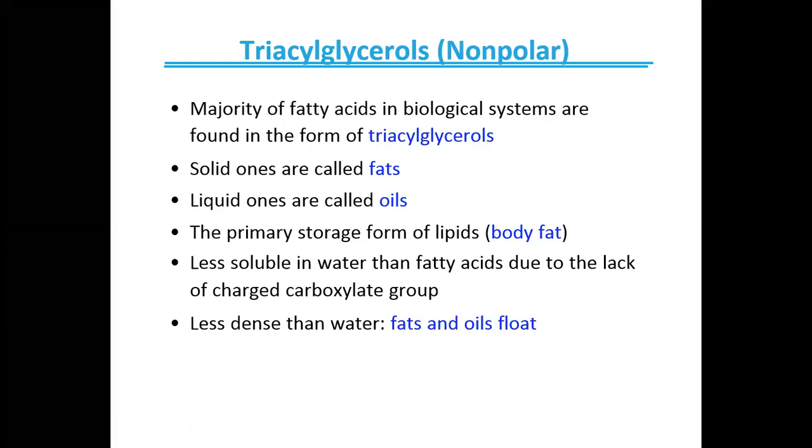These are less soluble in water than fatty acids due to the lack of charged carboxylate group. Less dense than the water, fats and oils can float on the water because of their lower density.